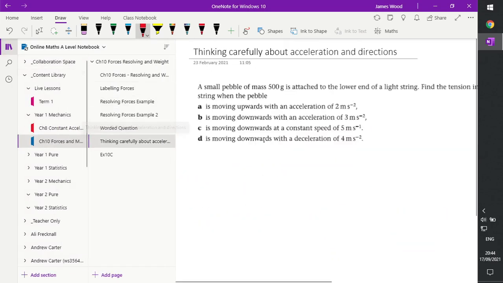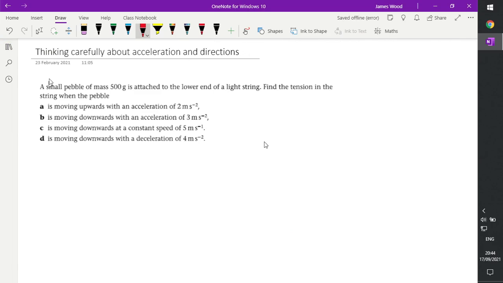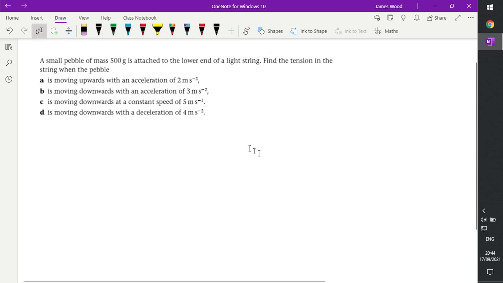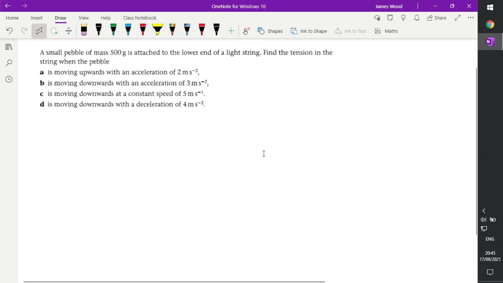Okay. Right, this question we need to carefully consider acceleration and directions is what I mainly want us to think about here. So a small pebble of mass 500 grams, okay, that's 500 grams, they're not 500 g, so 0.5 kilograms, is attached to the lower end of a light string. Find the tension in the string when it is moving upwards with an acceleration of 2 meters per second squared.